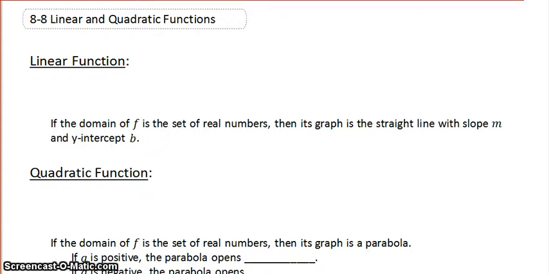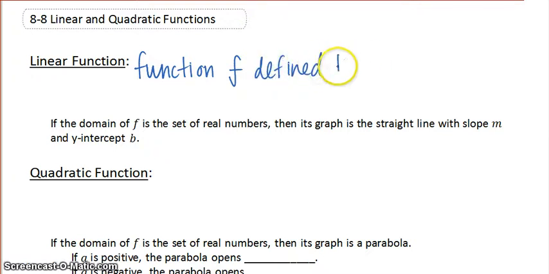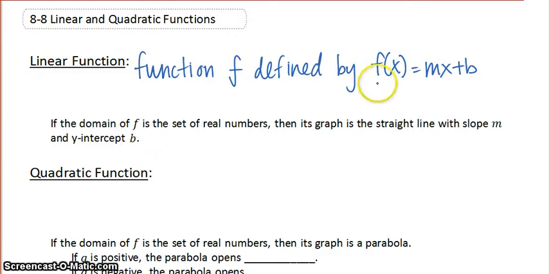A linear function is a function f defined by f of x equals mx plus b. And so, again, it's not always going to be f. It could be g of x, h of y, whatever the case is. But keep in mind, f of x is the same as your y, okay?